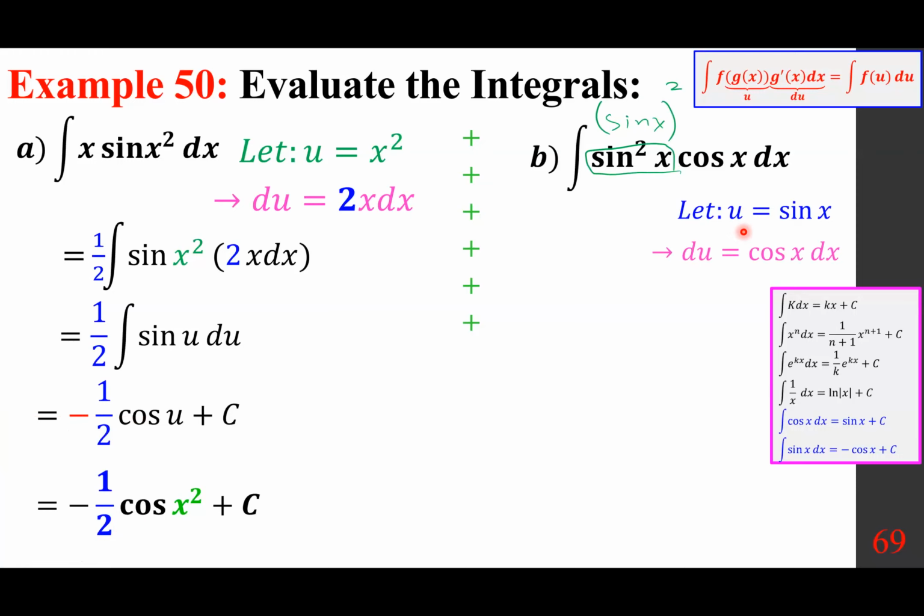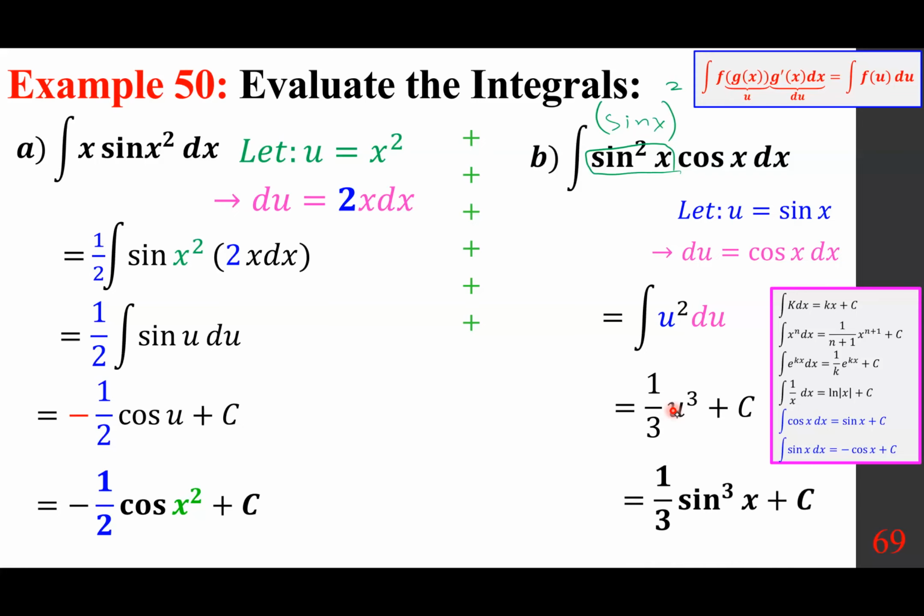So what you're looking at is the integral of u squared du. And that's a simple case of the power rule. 1/3 u cubed plus a constant. So 1/3 sine cubed x plus a constant.